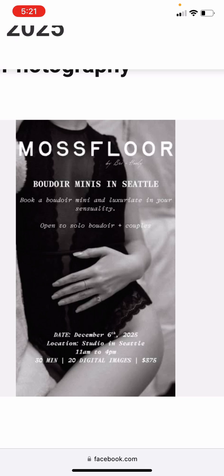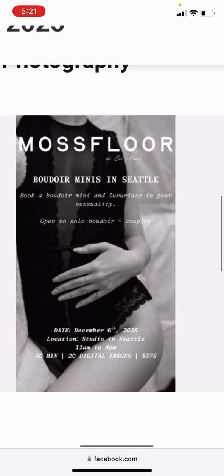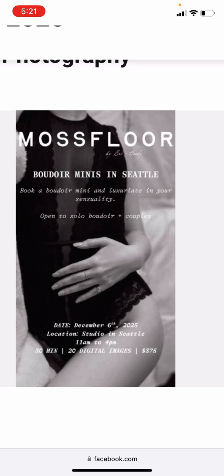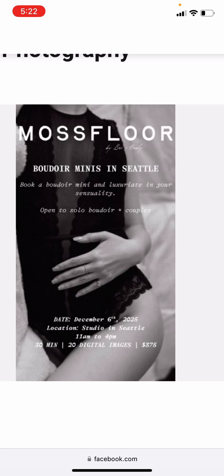actually, you do got it here. The third thing is always the full offer, because the purpose, our mission for ads, is to expose as many people to our offer as possible. So you do got it right there at the bottom. December 6th, 2025, Seattle, 11 to 4, 30 minutes, 20 digital images, $375. All right, so you got the full offer here.